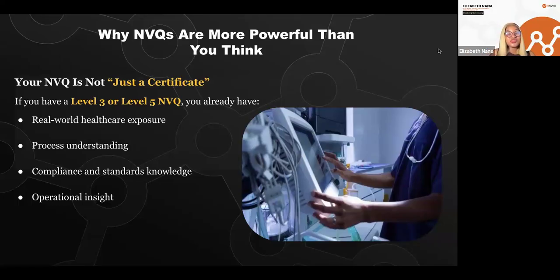So for example, if you have a level 3 NVQ, what that means is you're a skilled practitioner. That's a skilled practitioner level, hands-on operational work. If you have a level 5 NVQ, what that means is you are probably in a management or senior practitioner level. All right, so we know exactly where to position ourselves. Now, that's why your NVQs are very powerful.